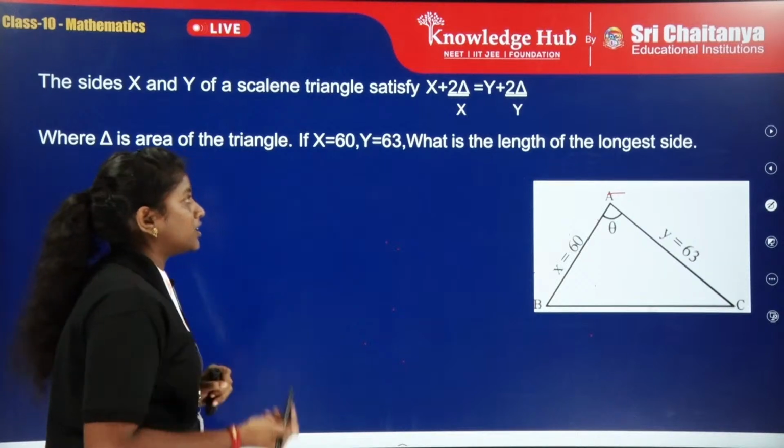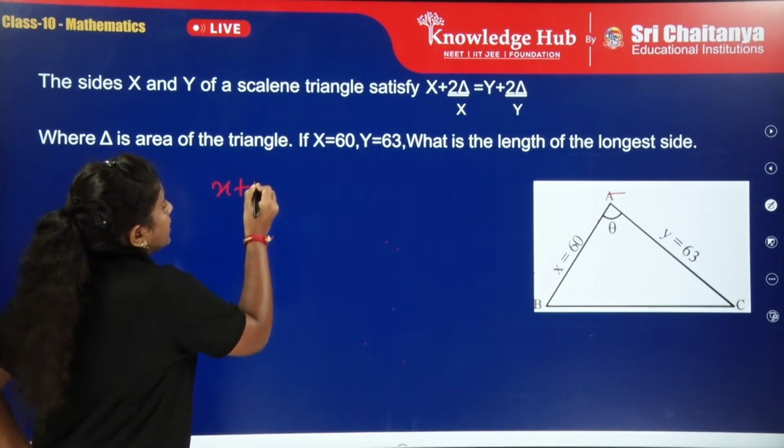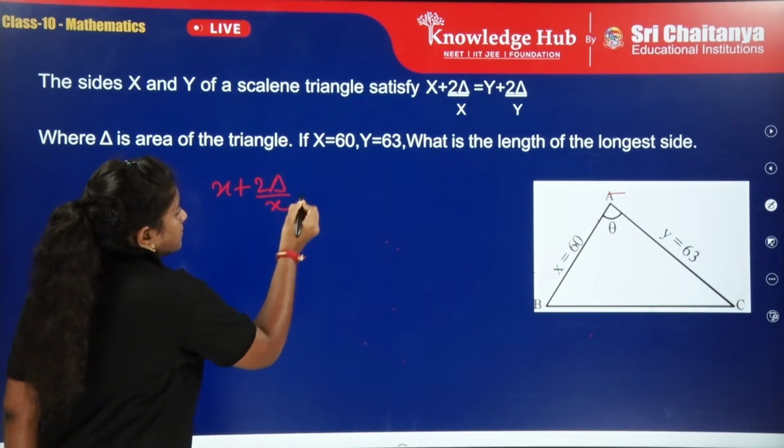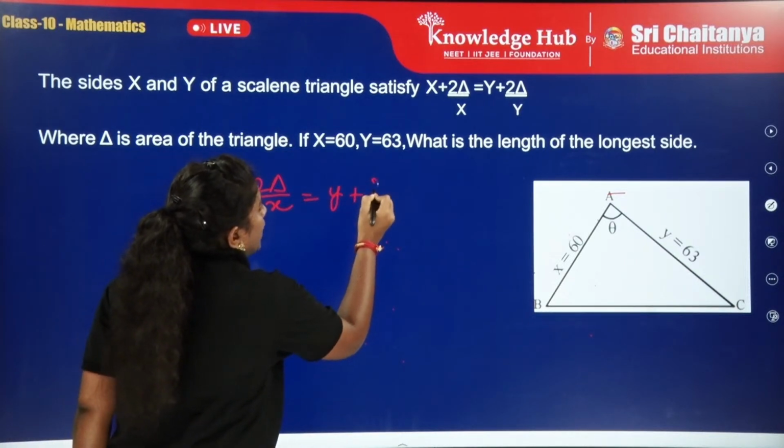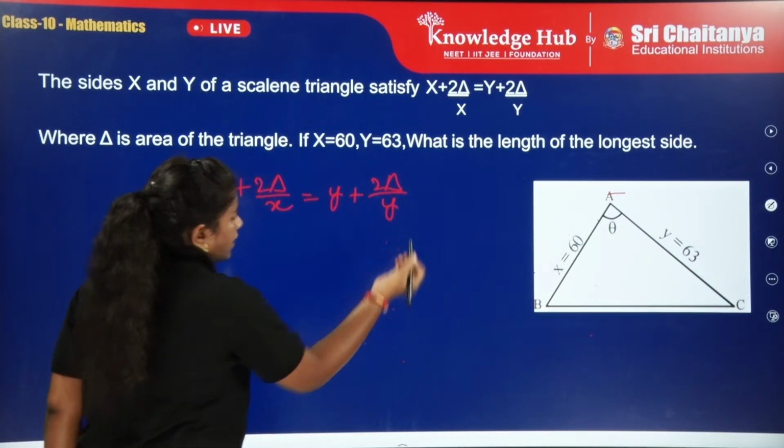So now take the given condition. What is the given condition here? x plus 2 delta by x equals y plus 2 delta by y.